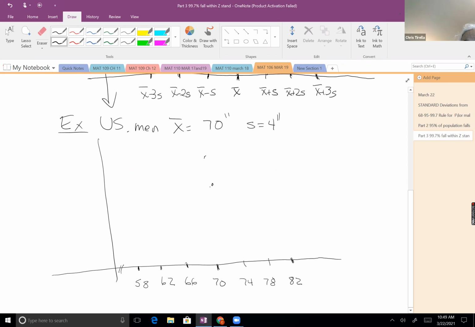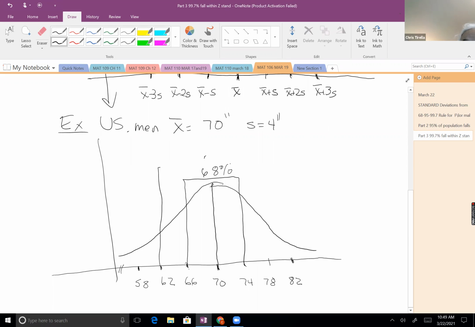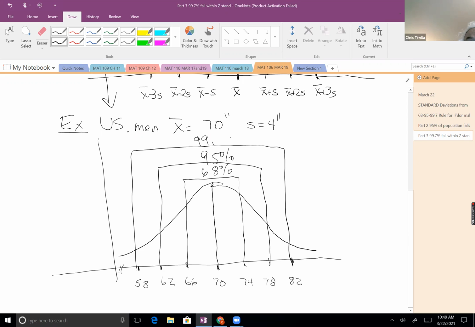I'm going to draw my bell curve. I'm going to draw a line through my mean up. Then when I go to 1 on either side, I know that will be 68% of the population. Then I go that next division out on either side. It'll be 95% of my population. And then that third one will be 99.7% of the population.